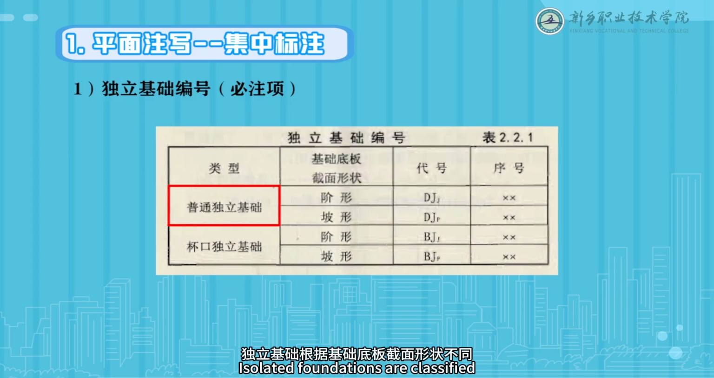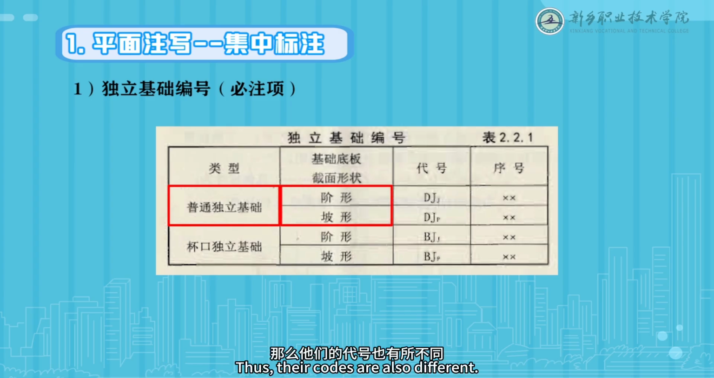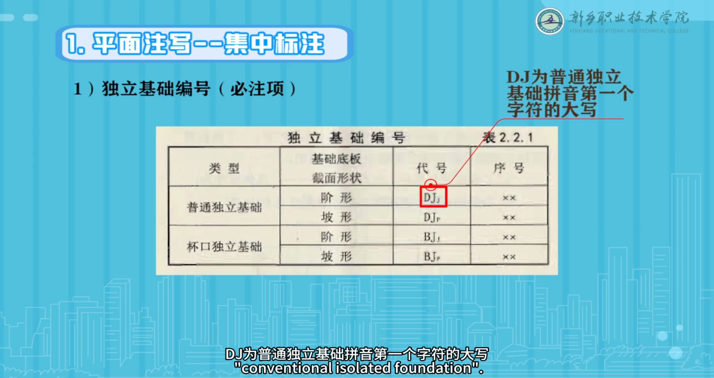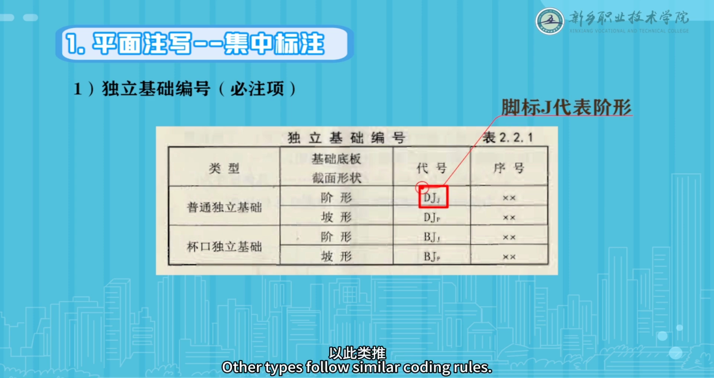Isolated foundations are classified into stepped and sloped types, based on the cross-sectional shape of the foundation slabs. Thus, their codes are also different. DJ is the uppercase initials of the pinyin for conventional isolated foundation. The subscript J represents a stepped type. Other types follow similar coding rules.